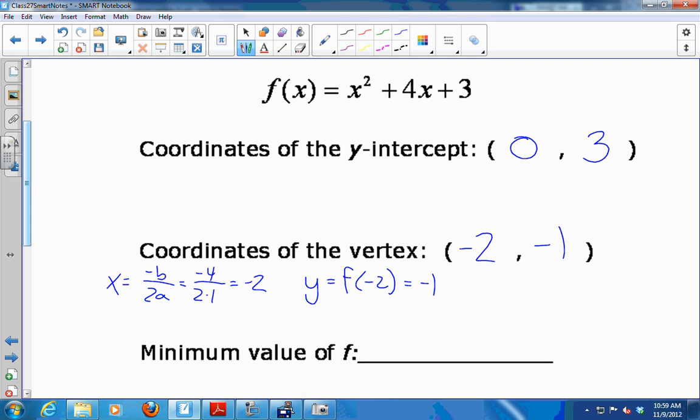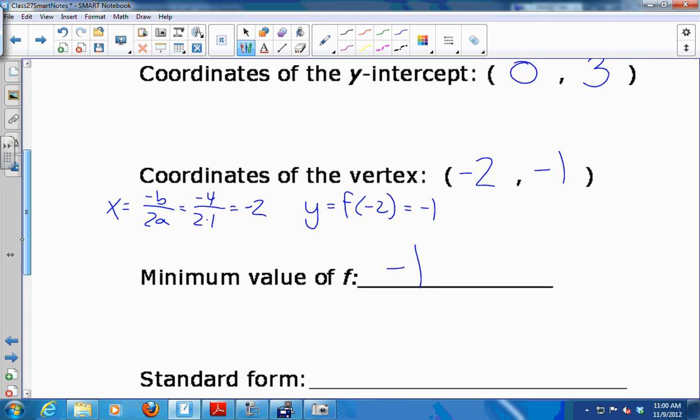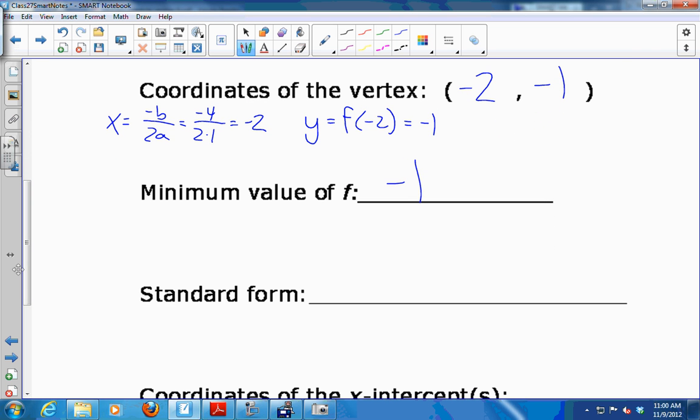So what's the minimum value of my function f? That's the vertex, that's the lowest point, right? But when I ask for minimum value, if you remember from the other way, it's the y, yeah. When I ask for minimum value, they're asking for the y value of the minimum point. So minimum value of the function is -1, and it happens at -2.